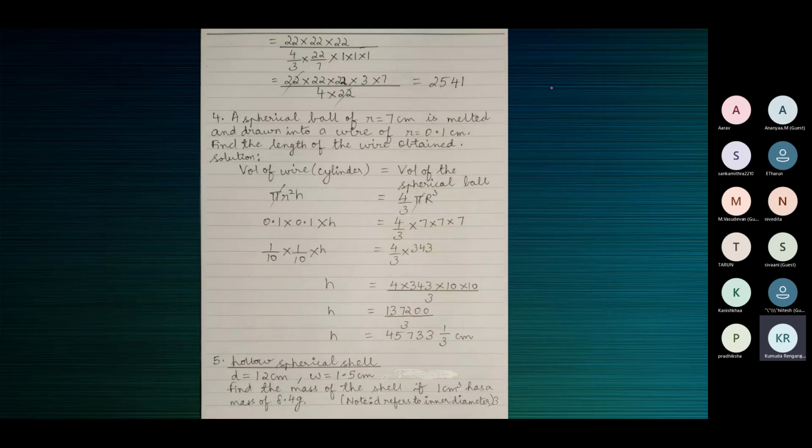A spherical ball of radius 7 centimeters is melted and drawn into a wire. Drawn into a wire meaning it's made into a wire. And what is a wire? A wire is a thin, long cylinder. A wire is a flexible cylinder.